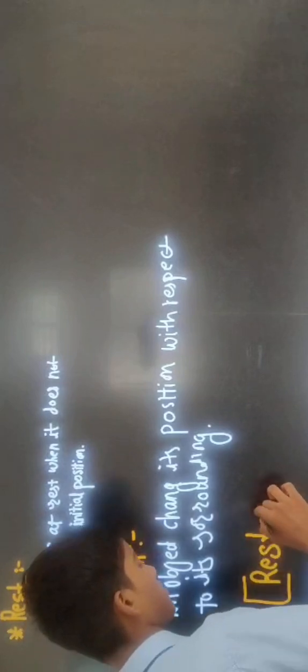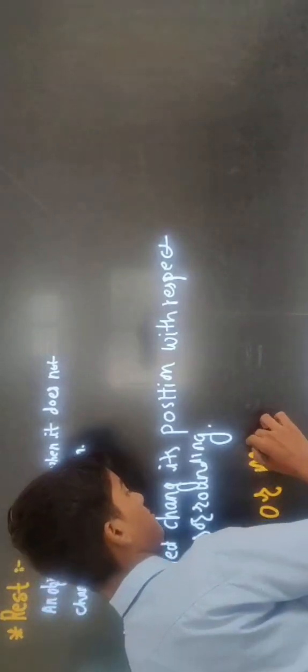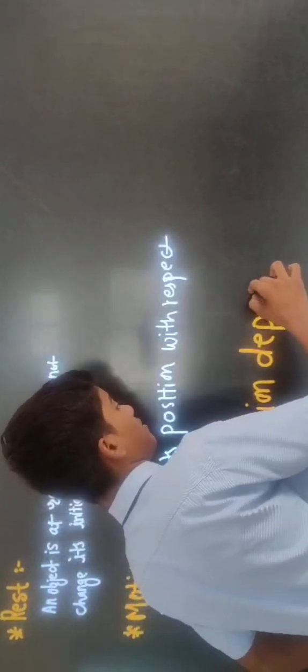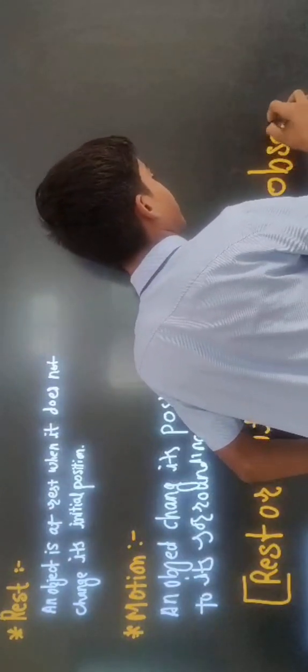Okay. So now one thing we will learn that is the main point in rest and motion: rest and motion depend on the observer. In the downside I will write rest or motion depends on observer. So this is the main thing.